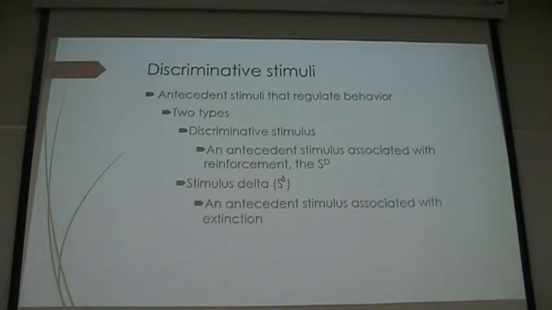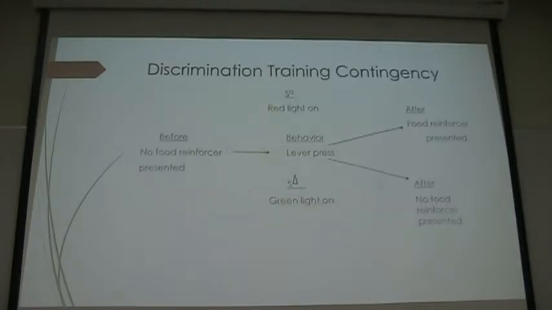So that's an S delta. These are real life events. This is what it looks like from a contingency analysis perspective. Analyzing the contingency: what's going on, how this comes about. And this is with a little rat.